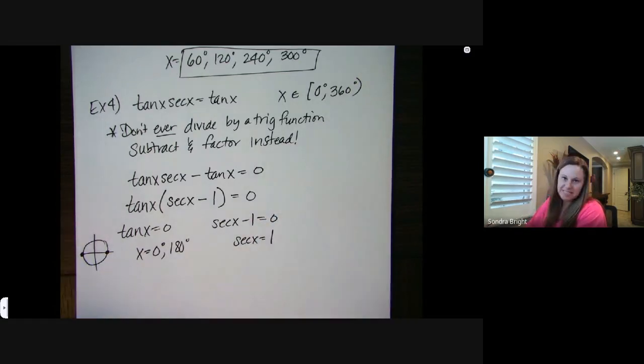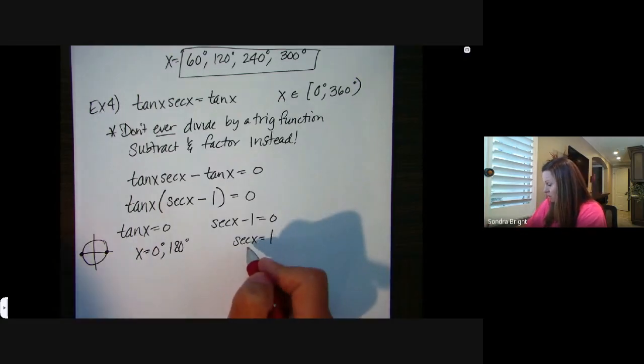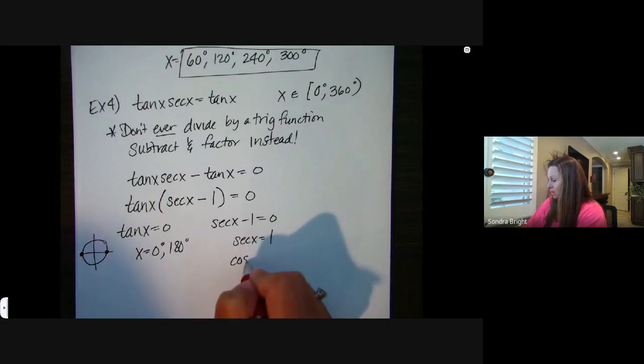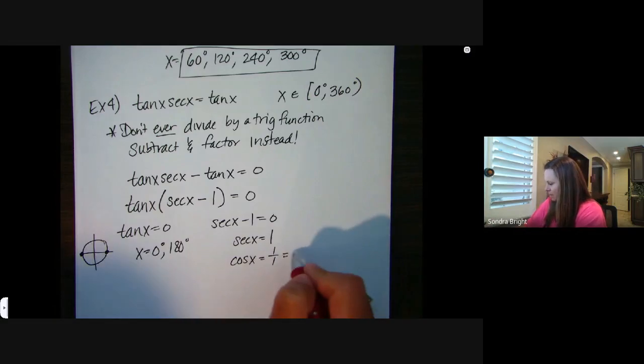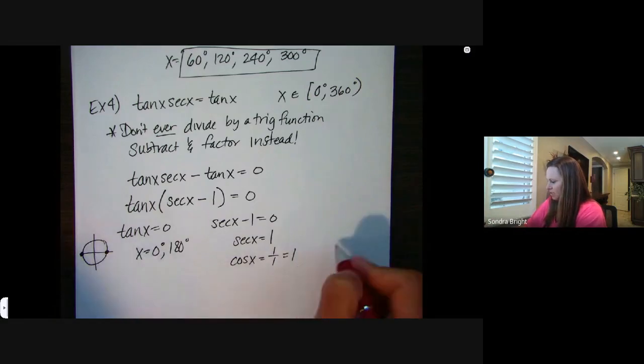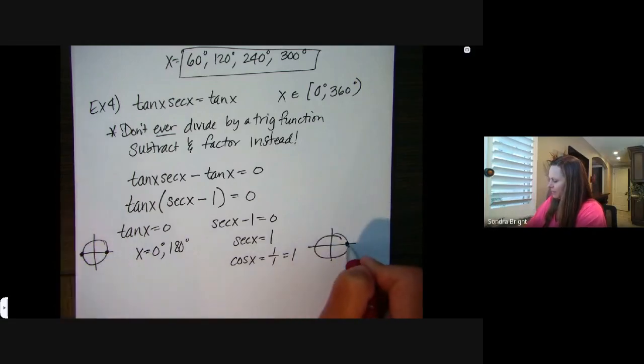All right, I don't have my secants memorized. I do know that secant is the reciprocal of cosine. So cosine of x will equal 1 over 1. All right, well, that's just 1. And when does that happen? Cosine of x is positive 1 only right there when it's 0 degrees.